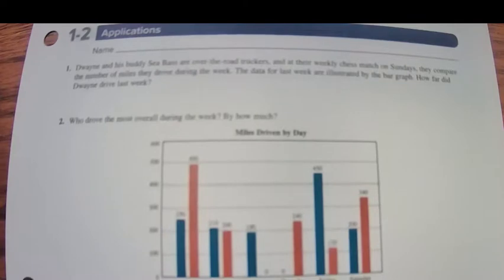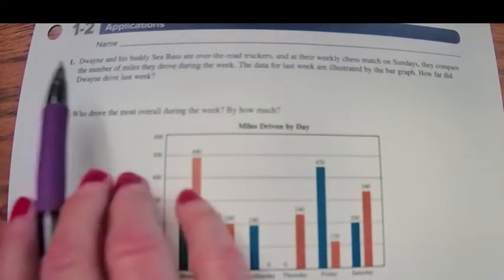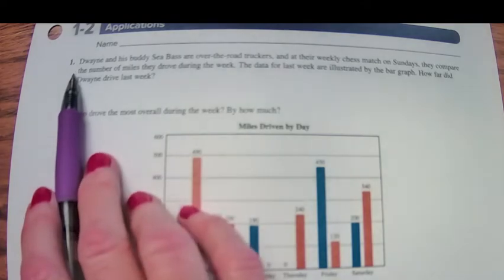In section 1-2, we're going to continue to look at data as it's presented in this case in bar charts. Question number 1. Dwayne and his buddy Seabass are over-the-road truckers, and at their weekly chess match on Sundays, they compare the number of miles they drove during the week. The data for last week are illustrated in the bar graph. How far did Dwayne drive?